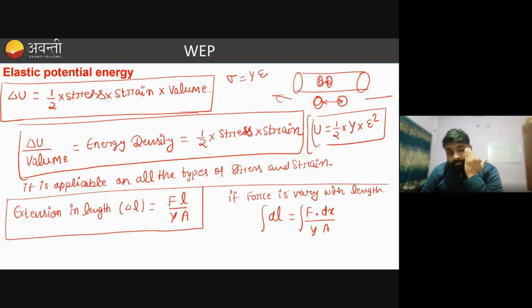Now, in a similar way, you can put the value of strain. This is for energy density. Similarly, if you put the value of strain here, you will get the expression in terms of stress.